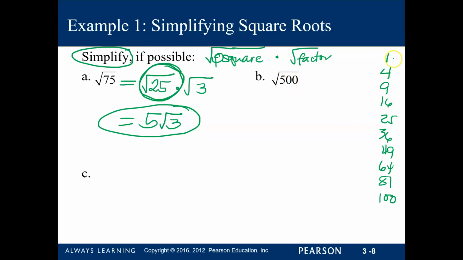Which of these perfect squares can divide 500? Well, you have two choices. You can choose 25. Definitely 25 can divide 500. And also 100 can divide 500 evenly. Now, out of the two, which one will you select? Well, it's always better to select the higher one, okay?